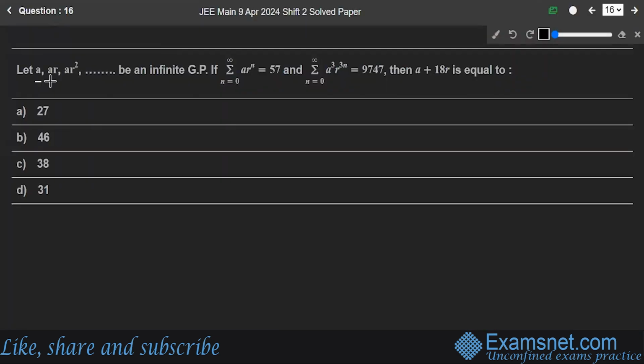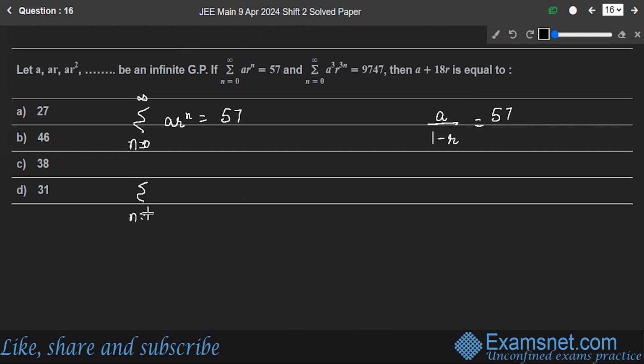Question number 16. Let A, AR, AR square be an infinite GP. Summation from n is equal to 0 to infinity of AR raised to power n is equal to 57. And summation from n is equal to 0 to infinity of A cube R raised to power 3n is equal to 9747. Then what is A plus 18R equal to? So you have summation n is equal to 0 till infinity AR raised to power n, this is equal to 57. This is the sum of infinite series. So that means first term upon 1 minus R, that is equal to 57, right?